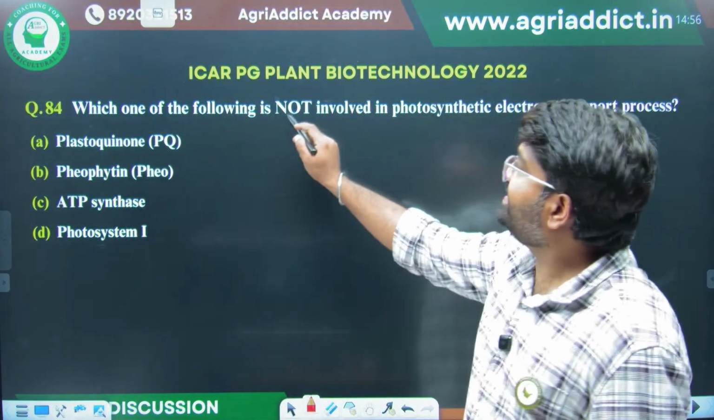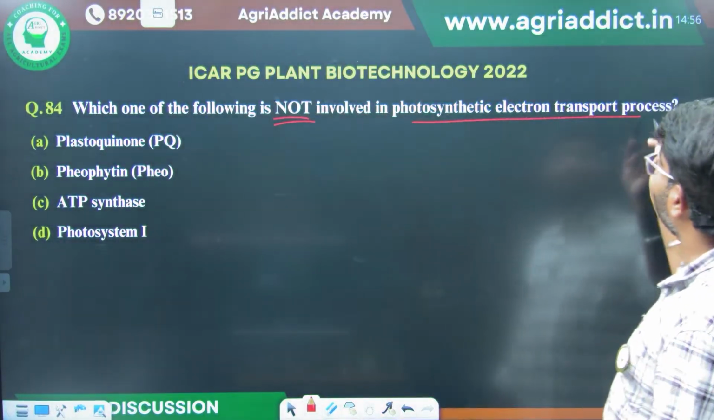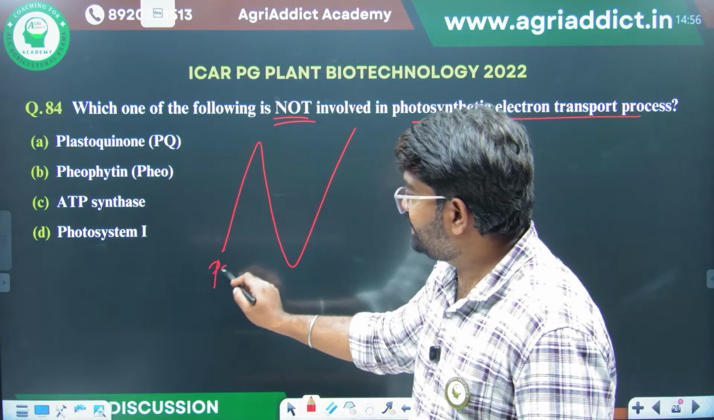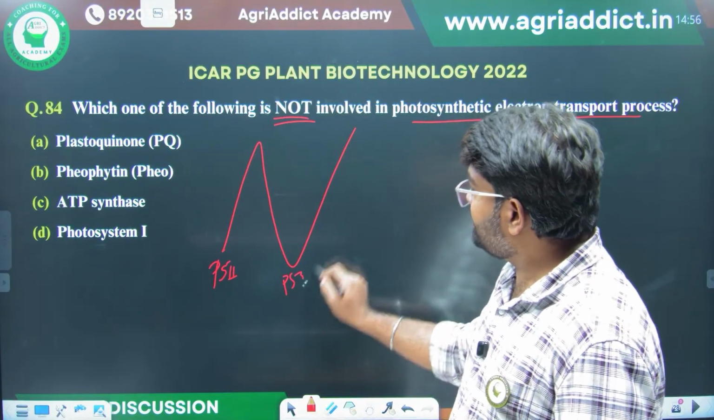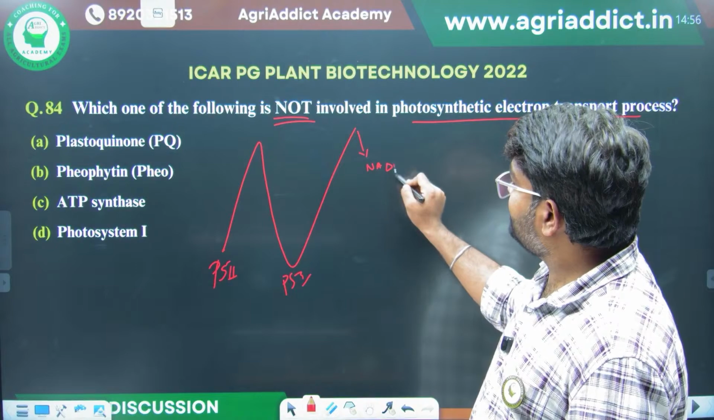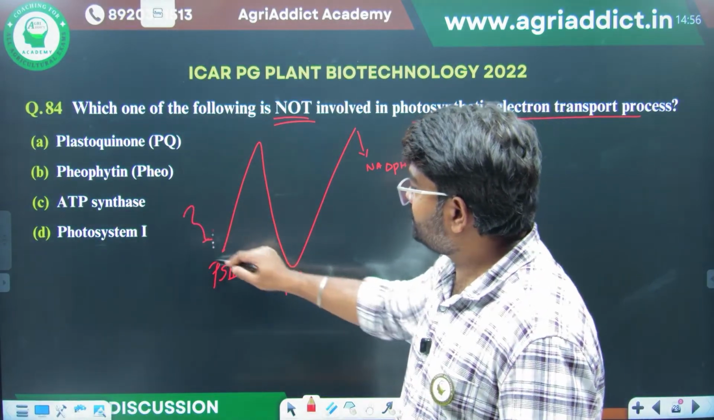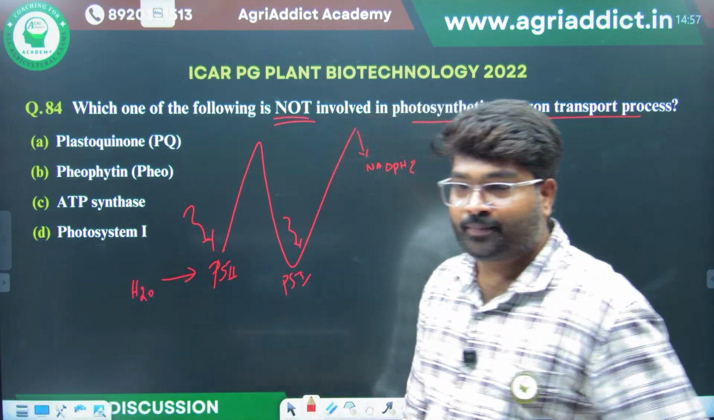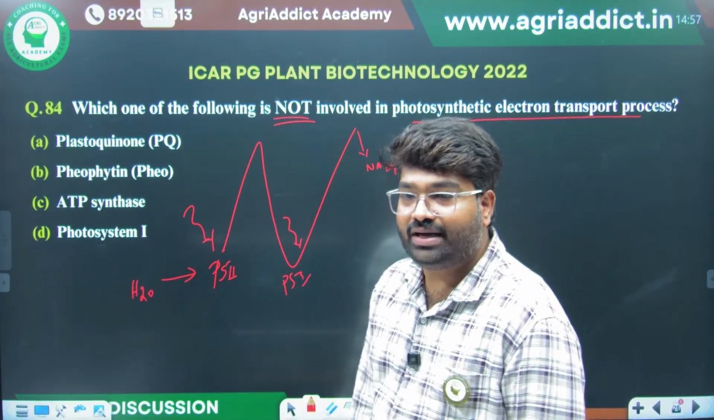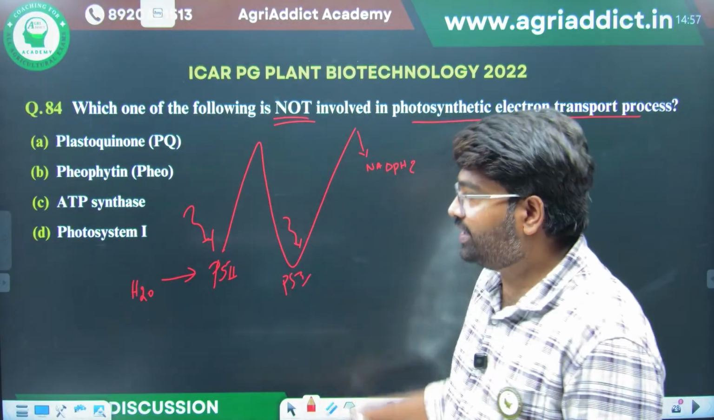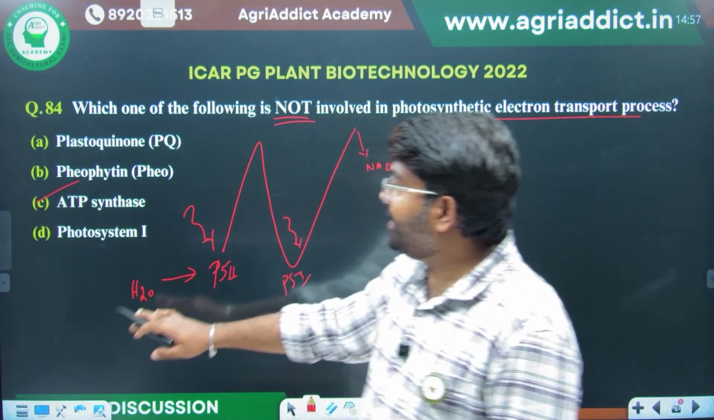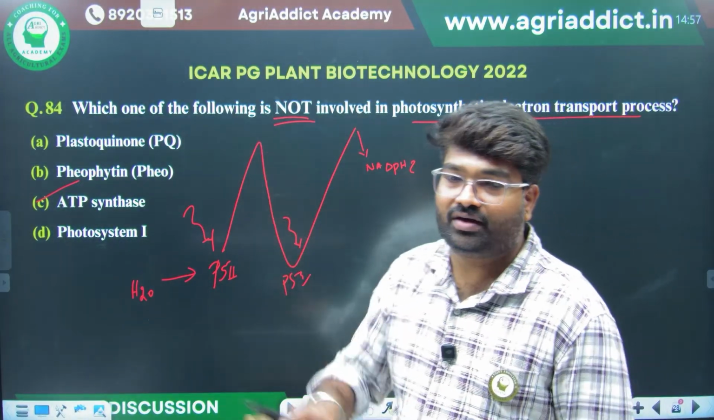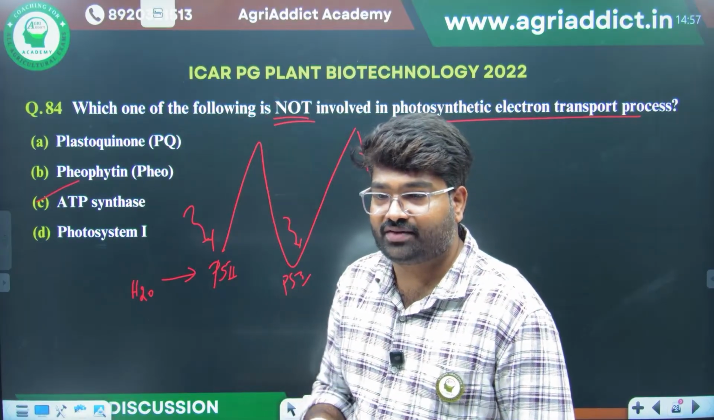Which one of the following is not involved in the photosynthetic electron transport process? We know electron transport happens from PS2 to PS1. From here NADPH will be synthesized. Here photons will be there. Photolysis of water will happen here. Now they are asking which is not involved in photosynthetic electron transport. Excellent. ATP synthase will not be involved. Photosystem 1, photosystem 2 will be involved. Pheophytin will be there and plastoquinone will be there. Apart from that, cytochrome b6f also will be there. Very good.